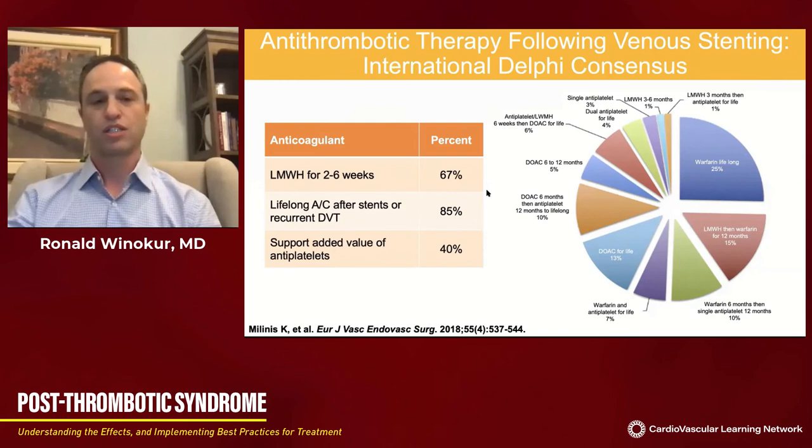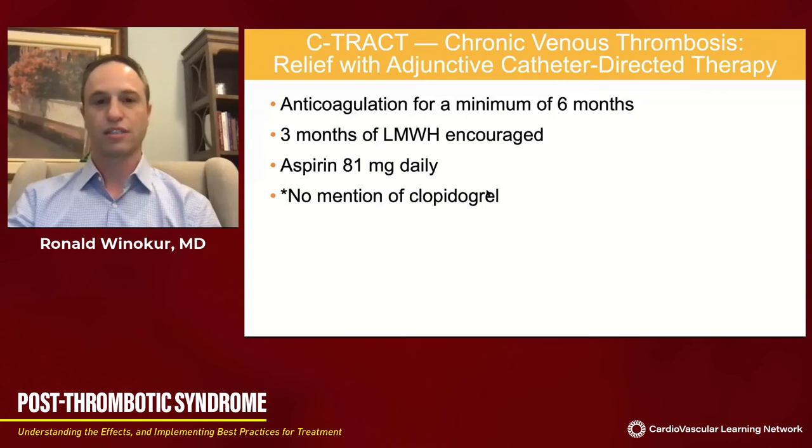And then lifelong anticoagulation after stents or recurrent DVT is done in 85%. And then added value of antiplatelets in 40%. So there's a lot of variability in the choice of anticoagulants post-reconstruction and stenting.